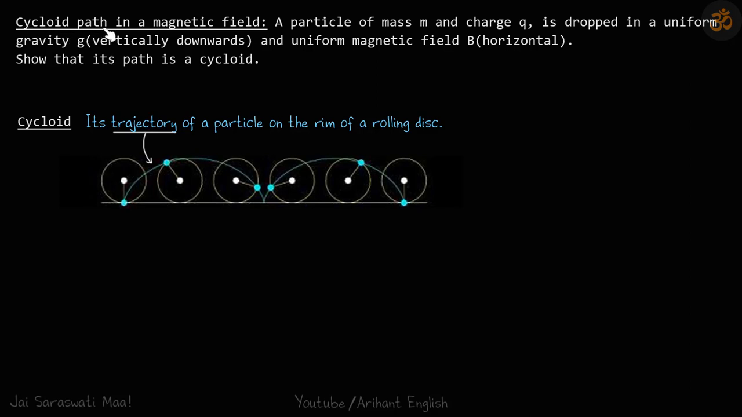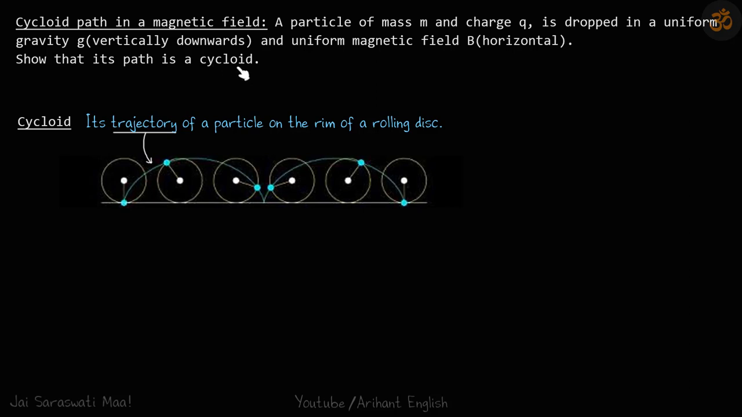Cycloid path in a magnetic field. A particle of mass m and charge q is dropped in a uniform gravity g vertically downwards and uniform magnetic field B horizontal. Show that its path is a cycloid.